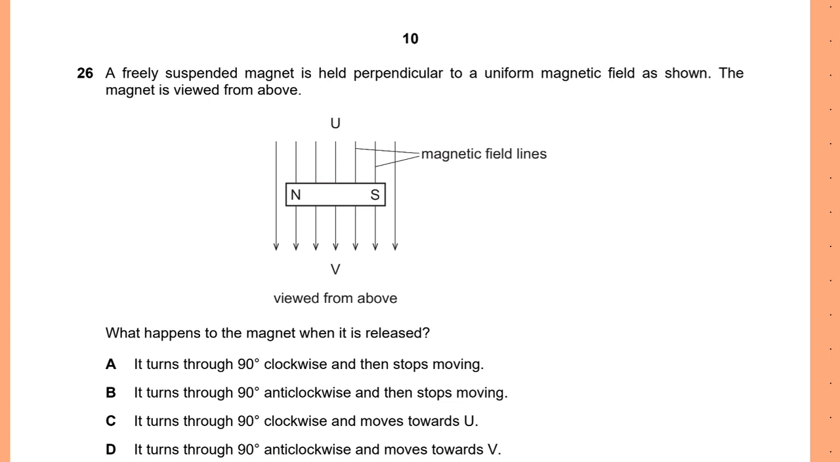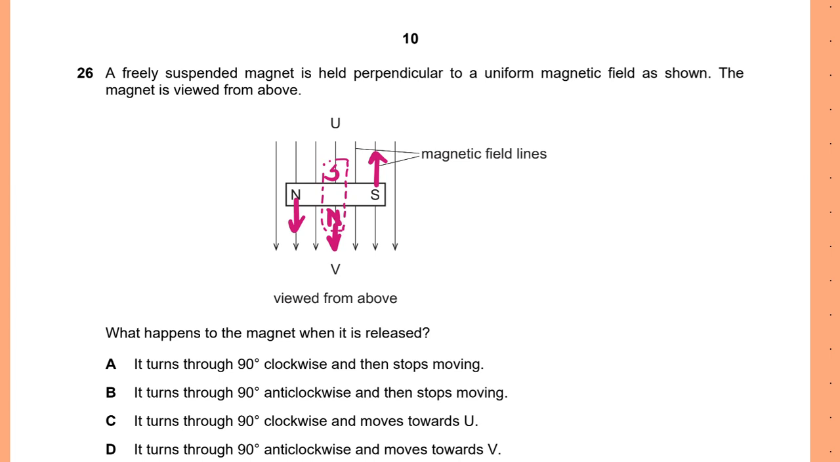A freely suspended magnet is held perpendicular to a uniform field as shown. Magnet is viewed from above. What happens to the magnet when it is released? So the field lines show the direction of force on the north pole, so it moves like this, and on the south it's going to be in the opposite direction, so it rotates like this, and it would keep rotating until this becomes vertical.